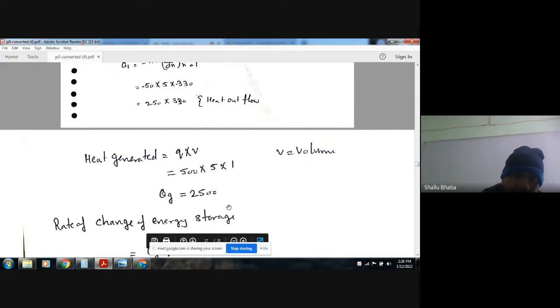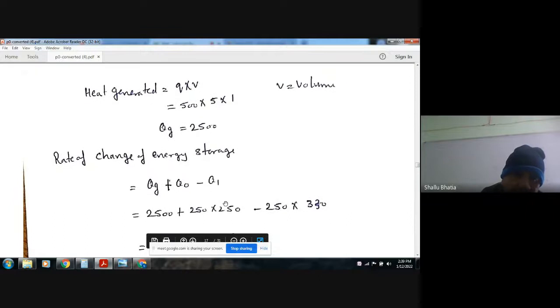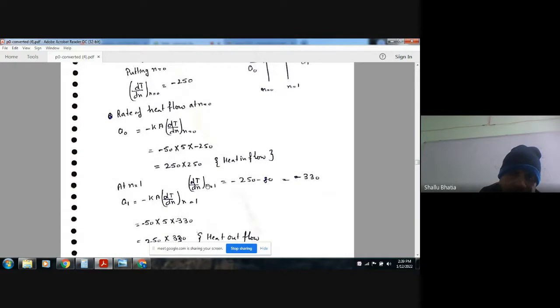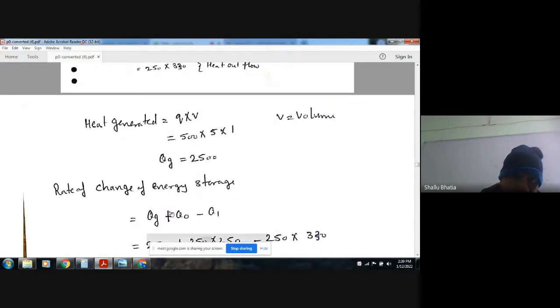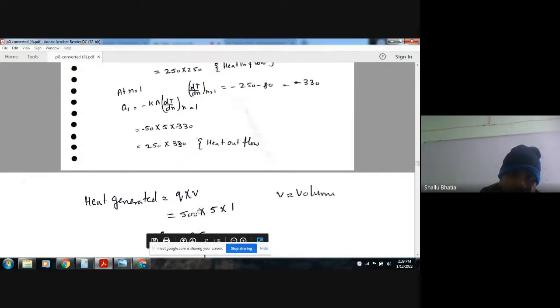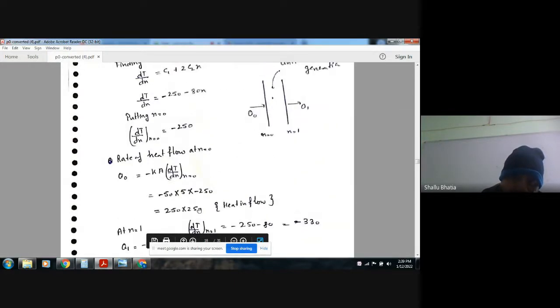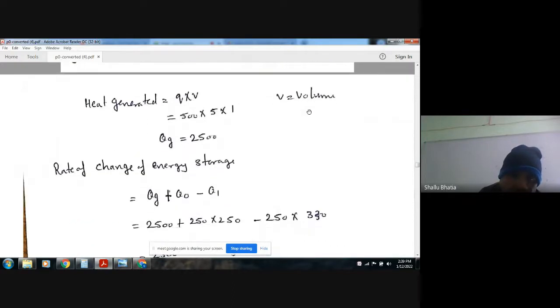Okay, so Qg is your 2500. The rate of change of energy storage is Qg plus Q naught minus Q1. Q naught is heat inflow, and Qg is heat generated, so Qg and Q naught will be plus. Q1 will be minus because it is heat outflow. So the rate of change of energy storage will be Qg plus Q naught minus Q1.